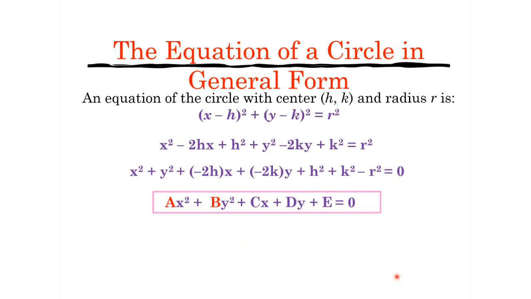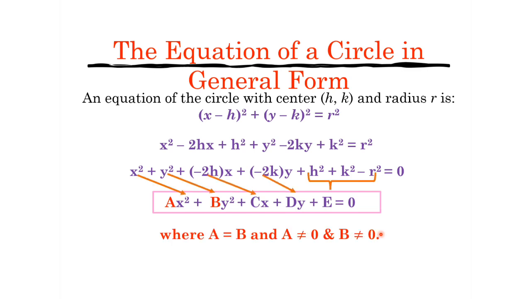Basically, the final answer in general form is that everything will just be on one side of the equation, as you can notice here. We arrange it starting with the highest exponent, alphabetically: x squared, y squared, followed by x, y, and the constant. The rule here is that our a and b are equal and they cannot both be zero, because if they are, that equation will not represent a circle anymore.